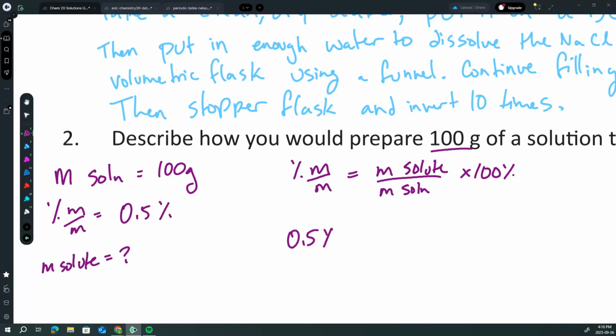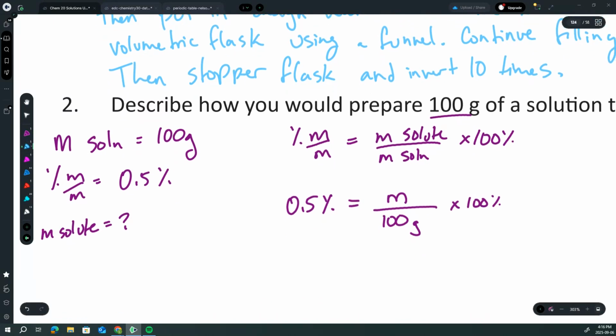So 0.5%, mass of the solute, we don't know. I'm just going to keep it as a little m. Mass of solution is 100 grams, and then we're timesing that by 100%. How I would rearrange this equation is I would try to isolate this fraction first. I notice that the 100% is multiplying this fraction, so I would just divide both sides by 100.